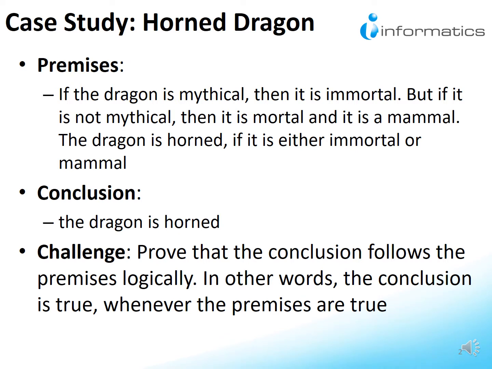Consider the following horned dragon case study. The premises are: if the dragon is mythical, then it is immortal. But if it is not mythical, then it is mortal and it is a mammal. The dragon is horned if it's either immortal or a mammal. The conclusion is the dragon is horned.